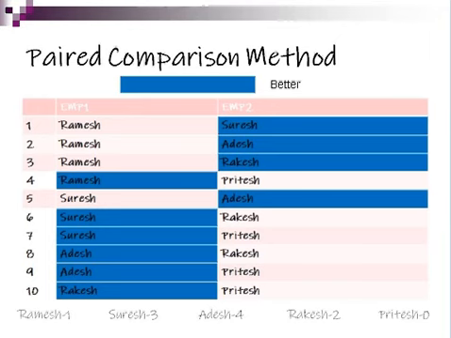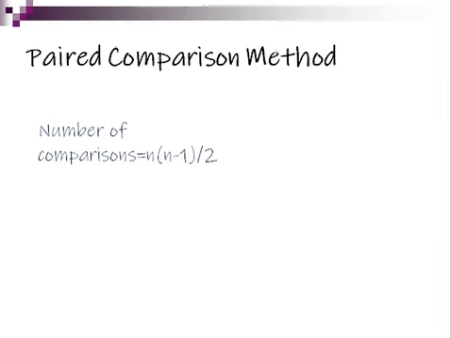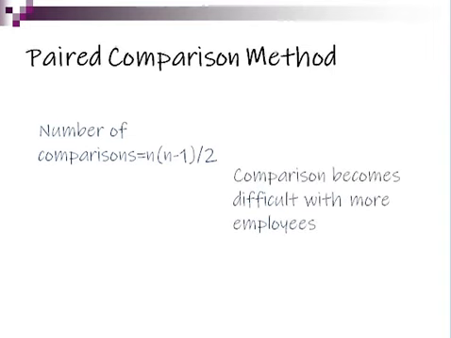Now the problem with paired comparison method comes up because of the number of comparisons. If we consider n number of employees, then the number of comparisons will come up to be n into n minus 1 divided by 2. Now this doesn't seem to be a very, very big number, but it actually is. Let us see. Comparison becomes very, very difficult with more number of employees.